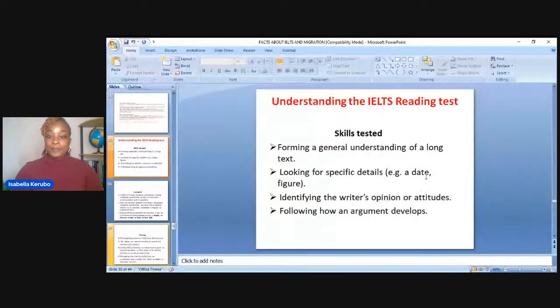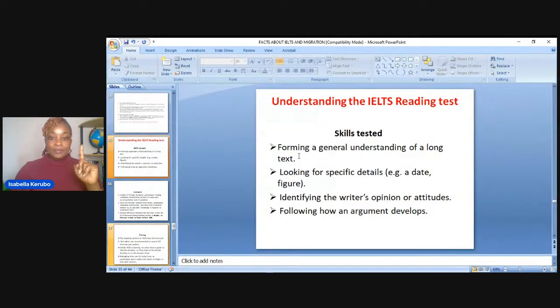All right? The five components that you need to understand in the reading test. One, the skills tested. Two, the content. Three, the timing. Four, the questions. And five, the scores. Okay, so let's look at the skills tested.